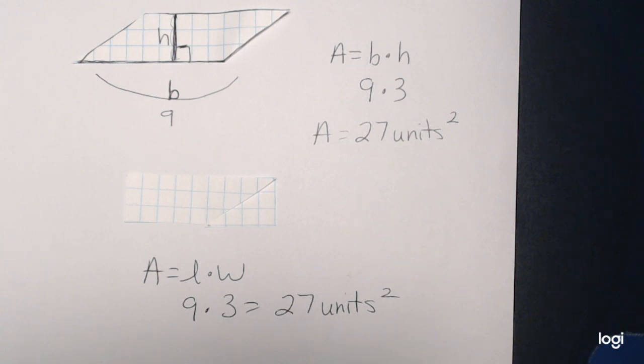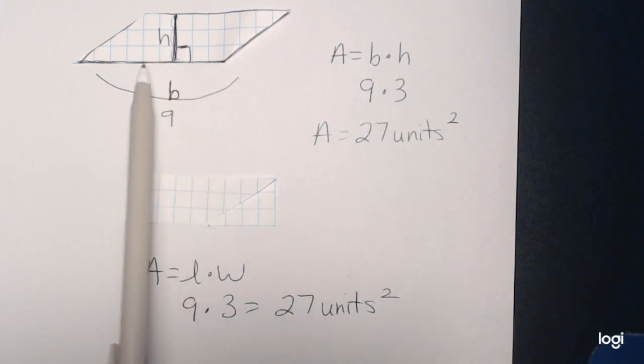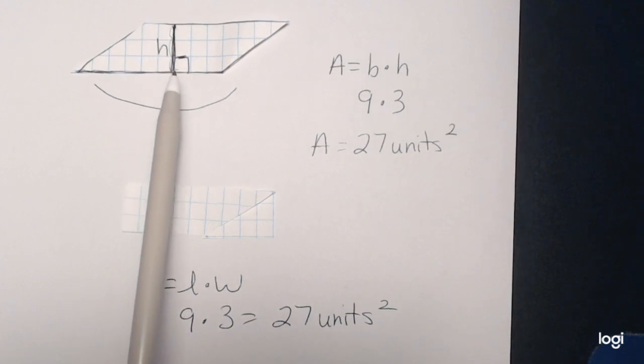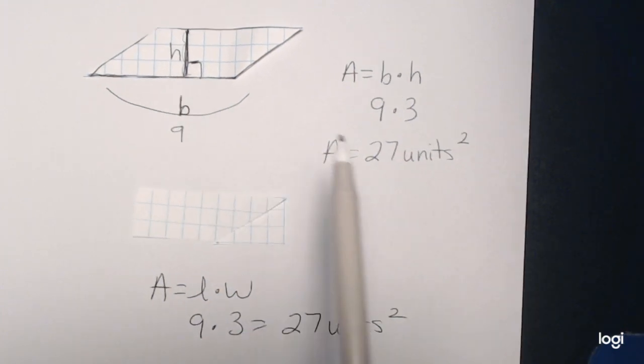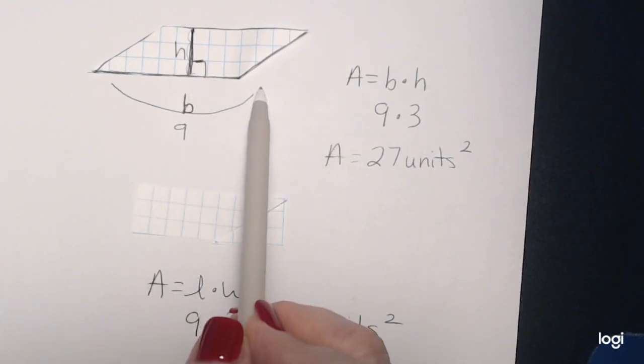The number one thing I want you to remember about parallelograms is when we are multiplying, it's base times height. Be careful. I'm going to try and trick you today. The height is the one that goes straight up and down, making a perpendicular angle or a right angle, not the diagonal.